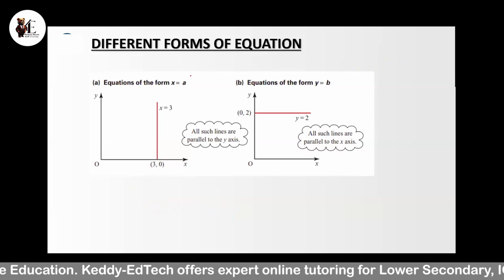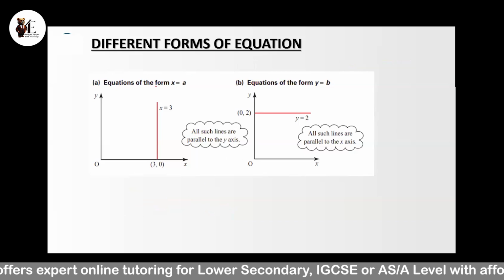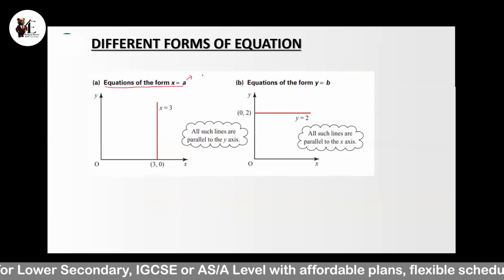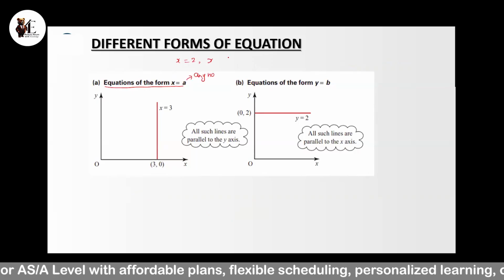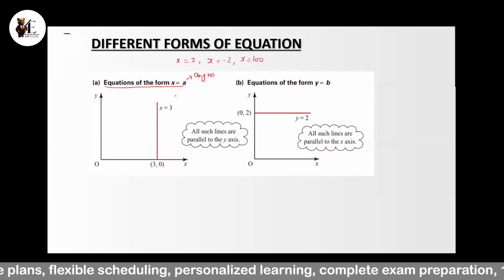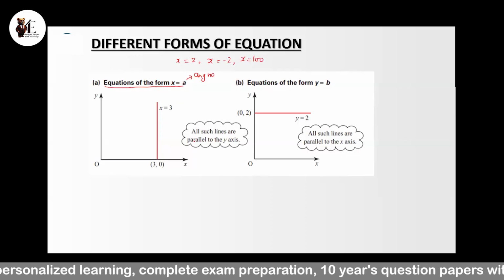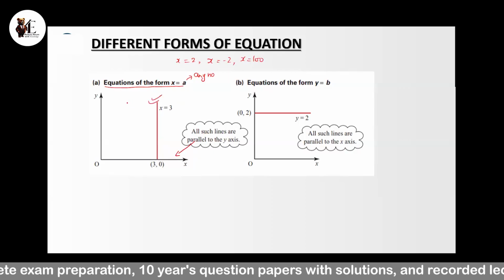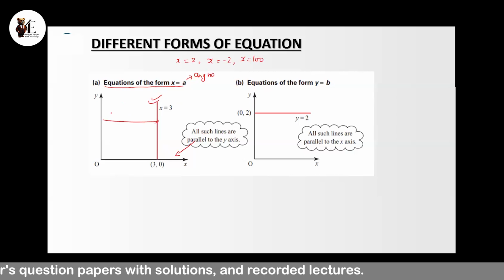Okay. So now there are different forms of the equation. The first is that if the equation is of the form x is equals to a, it can be any number. It can be positive or negative, like x is equals to 2 or x is equals to minus 2 or x is equals to 100, anything. If we have to draw the graph of such equations, all such lines will be parallel to the y-axis, like this one. The graph of such equations will be a vertical line which will be parallel to the y-axis.